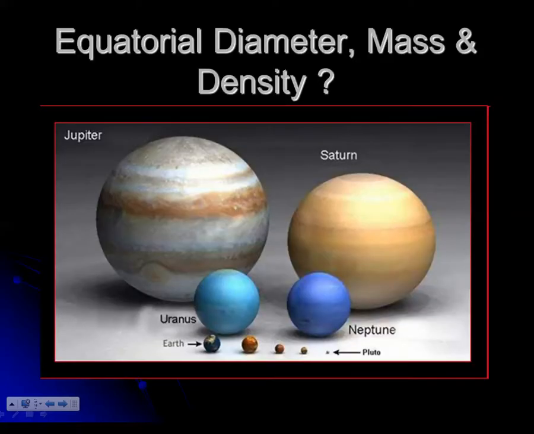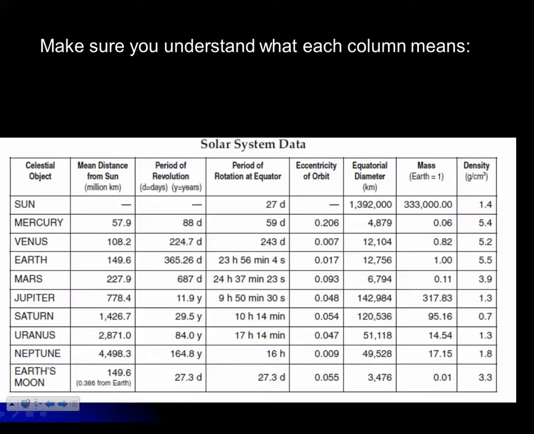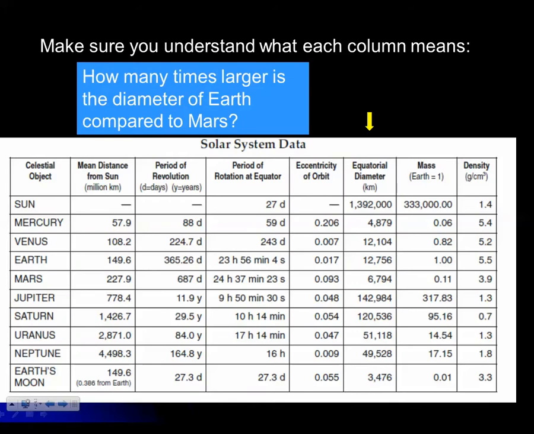All right, let's move on to some other factors, some other pieces of data in that chart in your reference tables. Diameter, mass, density. Make sure you understand what each column means. The equatorial diameter, how far across it is through the equator of each object. And you might be asked questions which make you do a little bit of math. And you have to be able to figure this stuff out. There's no formulas for this stuff.